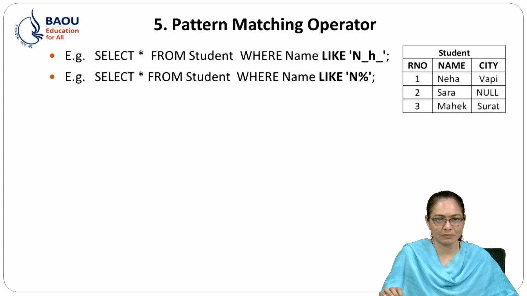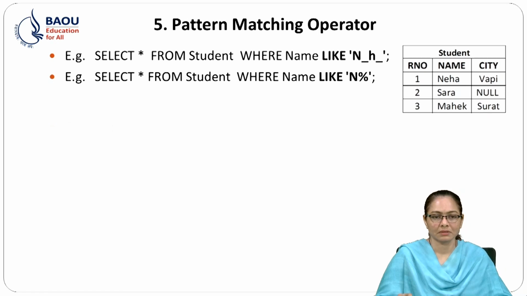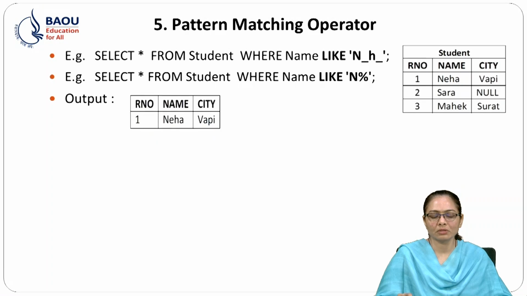Those records are displayed. The second query is, for example, select star from student where name like 'N%'. See, both queries give the same output. It will display Neha's record because the name starts with the character N and the third character is H. Here the output of both queries displays roll number 1, the first record.